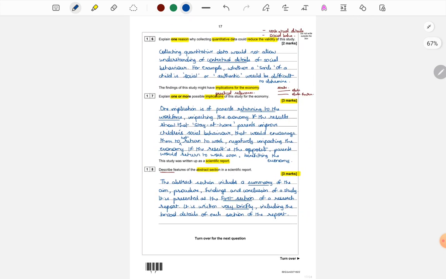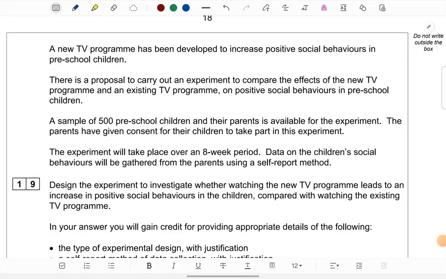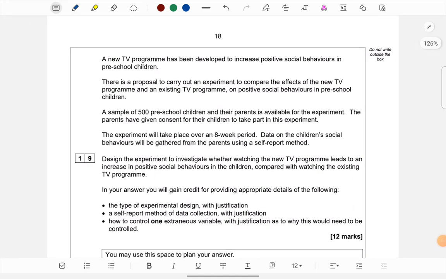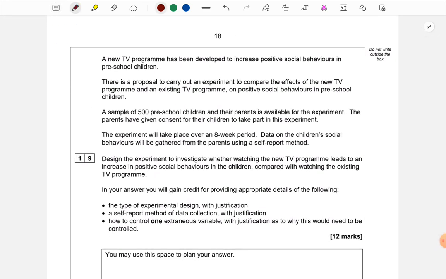Okay, then finally we have the main question which is for 12 marks. Before I read this scenario, I want you to know the distribution of marks for these 12 marker designer study type of questions. For AQA board, they are split into AO2 6 marks and AO3 6 marks.